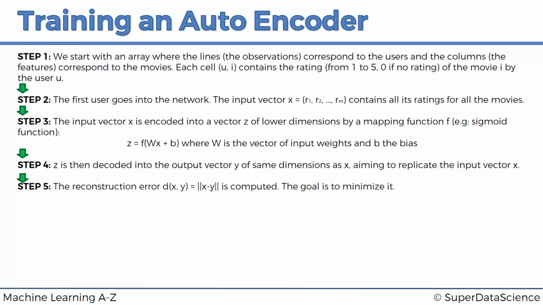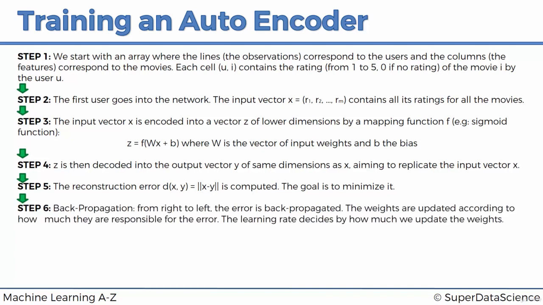The reconstruction error, which is how different the output is compared to the input, is computed, and the goal is to minimize your reconstruction error. And then all this error is backpropagated from right to left through your network, and the weights are updated accordingly, depending on how much they're responsible for that. So you've got a gradient descent process happening there. And the learning rate describes how much we update the weights. That's a parameter you can tune during the coding, and you will see that in the practical tutorials.